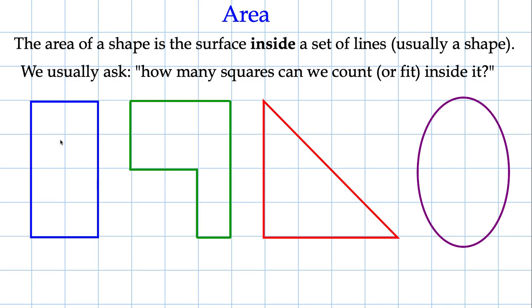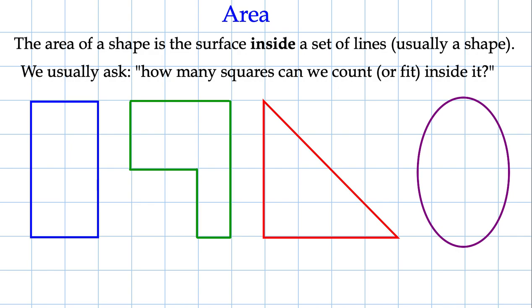I try to avoid using the word space because I'm going to reserve that for the idea of a box, like three-dimensional space. We don't usually think of space as being flat, so I'm just going to use the idea that the area of a shape is the surface inside a set of lines. So the key thing is, area is to do with the surface inside, and perimeter is to do with the edge all the way along the outside. And that's the key thing to tell the difference between area and perimeter.